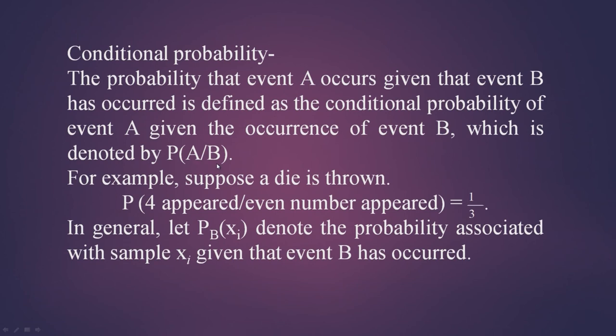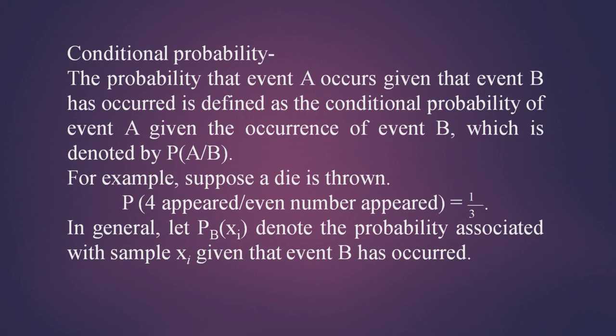For example, suppose a die is thrown. Then, if it is asked to find the probability that 4 will appear given that an even number has occurred, the probability will be equal to 1/3, because there are only 3 even numbers, 2, 4, 6. So, among these, the probability that 4 will occur will be 1/3.